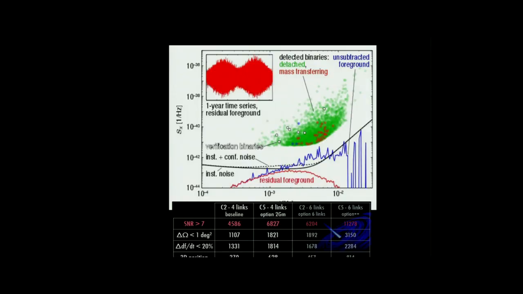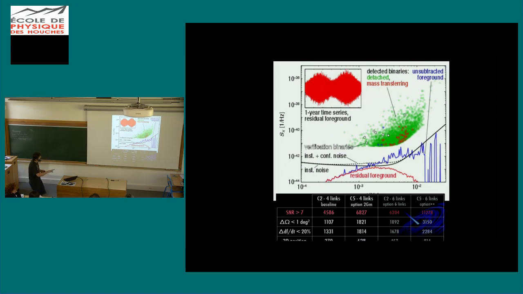Nonetheless, these are some very old numbers, again for these galactic binaries. We think these are a little bit pessimistic, but we can probably resolve on the order of 20,000 such individual binaries. And for several thousand of them, we can measure the sky location within a square degree, which is important because we can look for counterparts. Those are white dwarf binaries in our Milky Way, so if we know the location, we can look for counterparts of these objects.